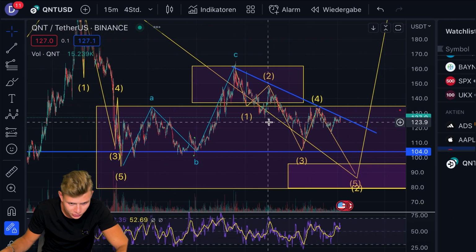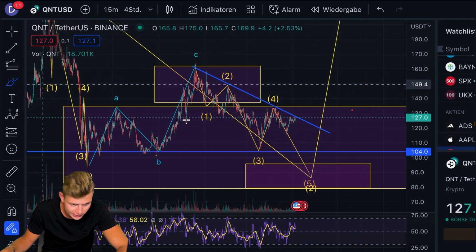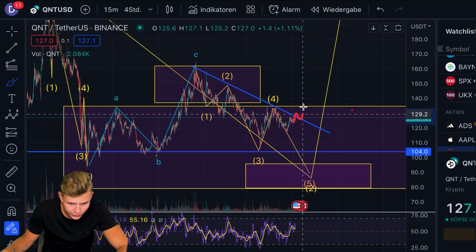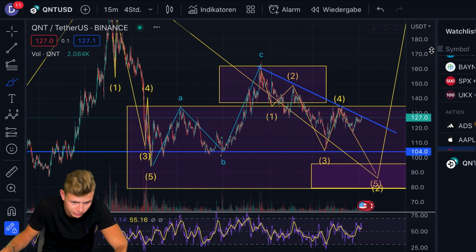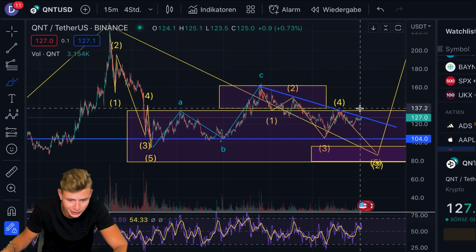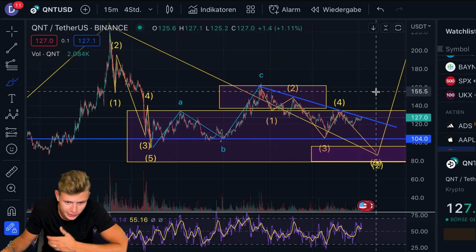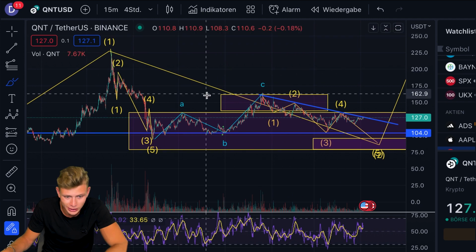Let's now, last but not least, have a look at a QNT chart as well. And we're still fighting here with resistance. If we're able to break through towards the upside, we cannot rule out an early breakout. I just need to be honest with that. But I would not enter here. It's, however, no financial advice. It's just what I'm going to do.